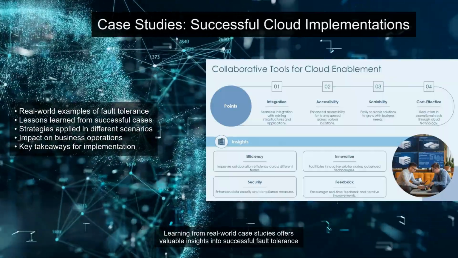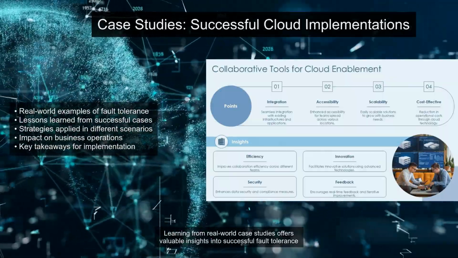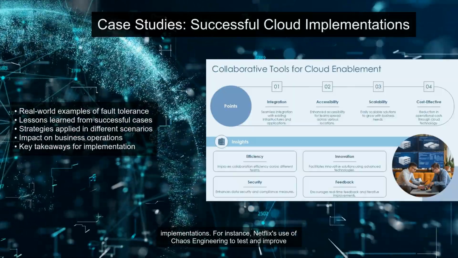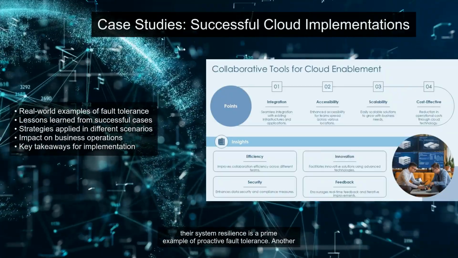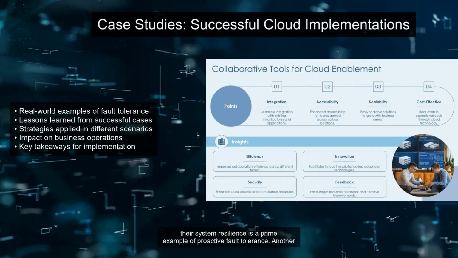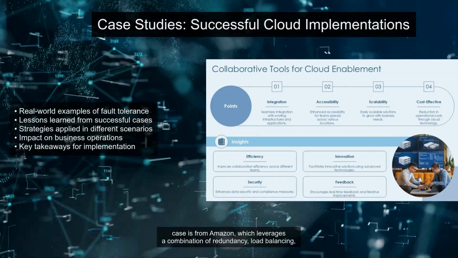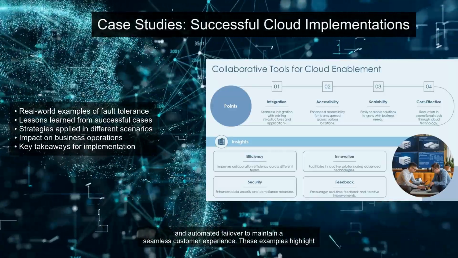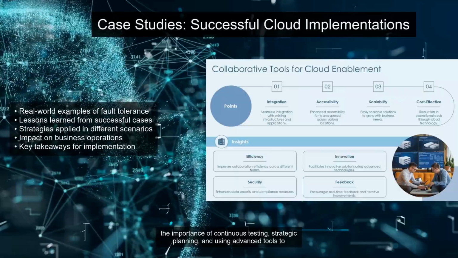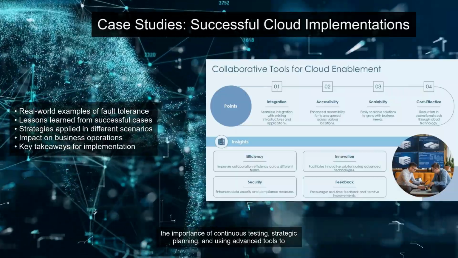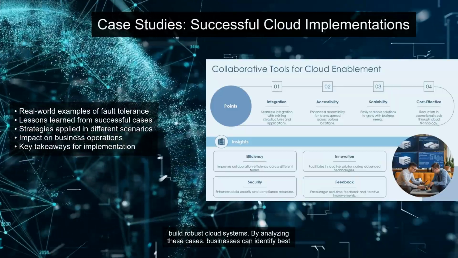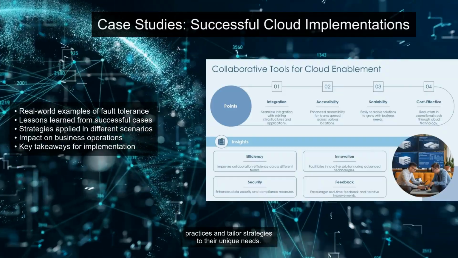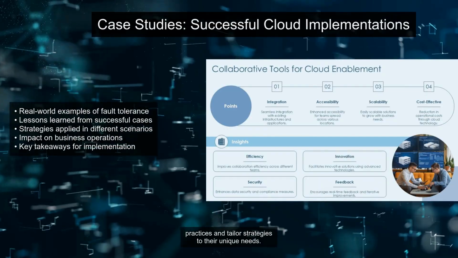Learning from real-world case studies offers valuable insights into successful fault tolerance implementations. For instance, Netflix's use of chaos engineering to test and improve their system resilience is a prime example of proactive fault tolerance. Another case is from Amazon, which leverages a combination of redundancy, load balancing, and automated failover to maintain a seamless customer experience. These examples highlight the importance of continuous testing, strategic planning, and using advanced tools to build robust cloud systems. By analyzing these cases, businesses can identify best practices and tailor strategies to their unique needs.